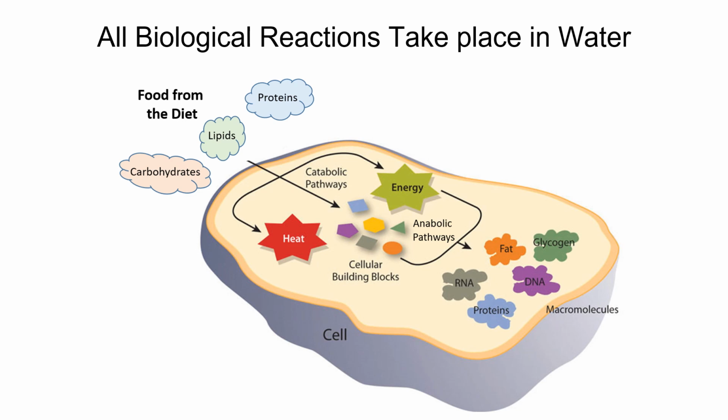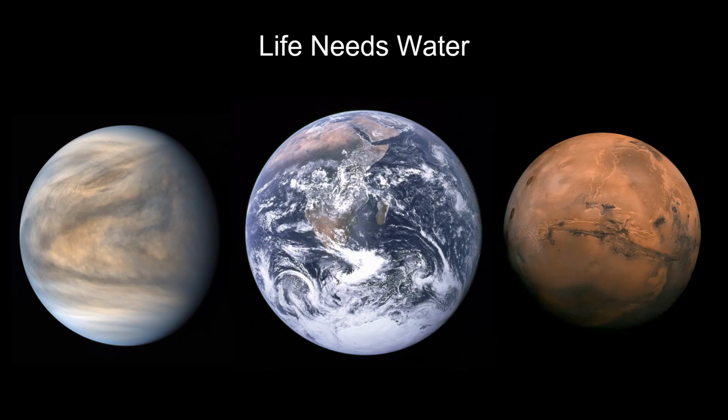So in this little diagram here, you're seeing a cell that's eating some macromolecules, some big molecules, carbohydrates, lipids, proteins. We'll talk about that in our next topic. That stuff is being broken down inside the cell. All of that is happening in water. Things are taken apart and put back together in water. We are very lucky to live somewhere that water is so common we take it for granted.